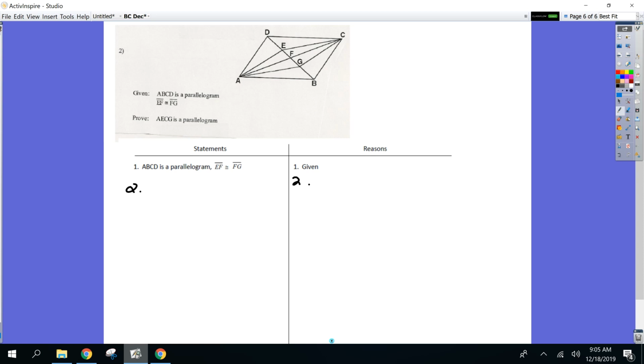ABCD, the full thing's a parallelogram. EF is congruent to FG. And now we had to prove the inner one a parallelogram. There may be multiple ways of doing this, but I'm going to do it one way in particular, so we know what should be going in our proof.